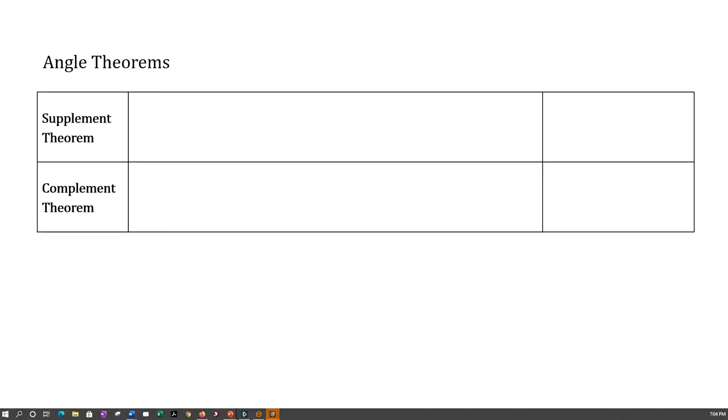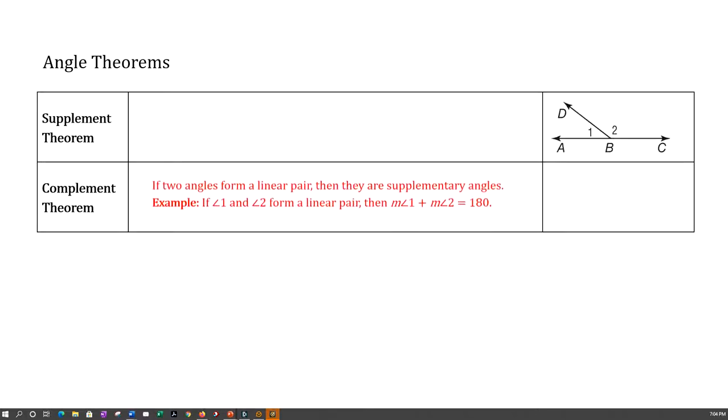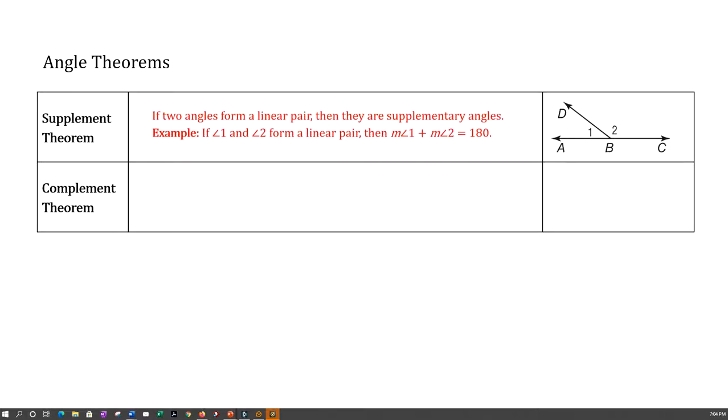Angle theorems. We have some more theorems we need to talk about too. Again, this is stuff that we've kind of already learned when you're looking at the names of these: supplement theorem and complement theorem. I think you've already figured out what we're going with when we go through them. The supplement theorem states if 2 angles form a linear pair, then they are supplementary angles.